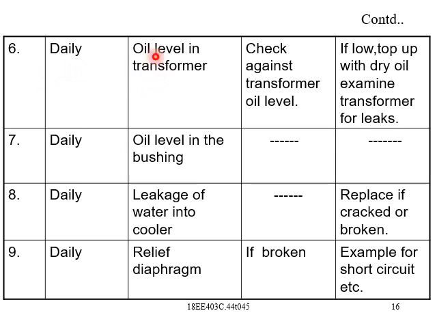So the sixth one is daily maintenance for oil level in the transformer, and we need to check against the transformer oil level. If it is not satisfactory, if it is low, then top up with dry oil and examine the transformer for leaks. This we have seen in table 1 also for below 1000 kVA transformers. And the seventh maintenance, also done daily, is the oil level in the bushings, and no action is to be taken.